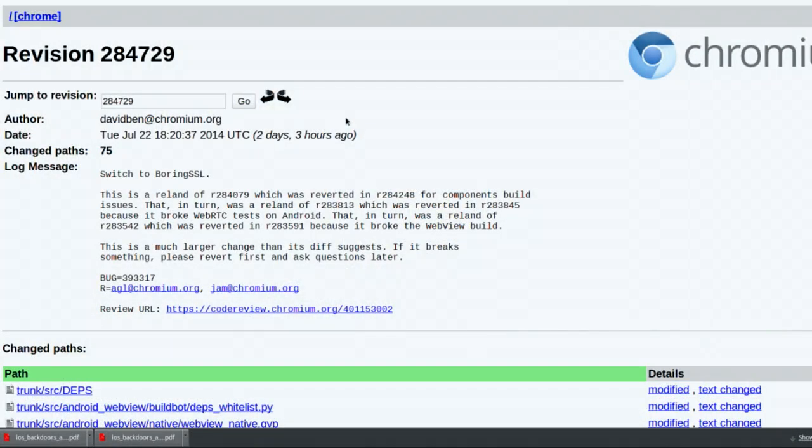This is a reland of a revision, which was reverted in a later revision for component build issues, which is in turn a reland of a revision, which was reverted in a later revision because it broke WebRTC tests on Android. That, in turn, is a reland of a revision, which was reverted in a later revision because it broke WebView builds. This is a much larger change than its diff suggests. If it breaks something, please revert first and ask questions later.